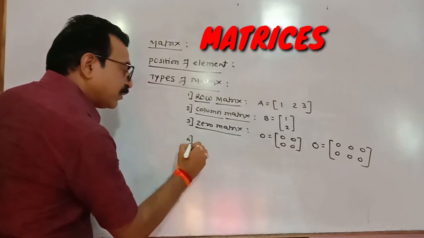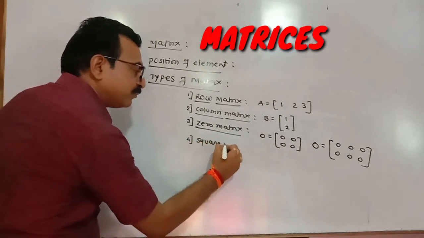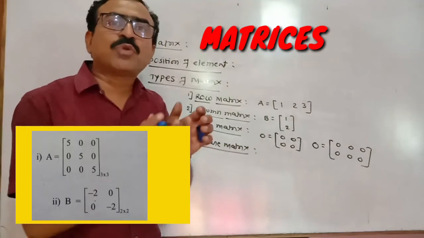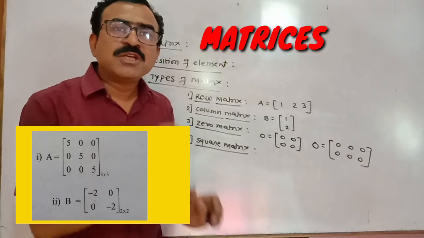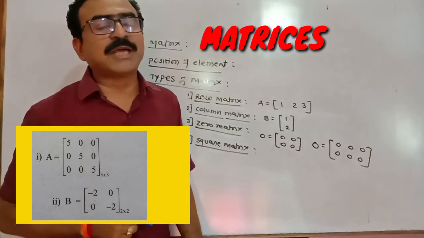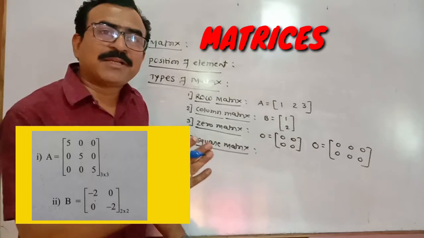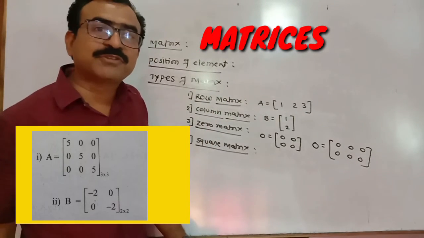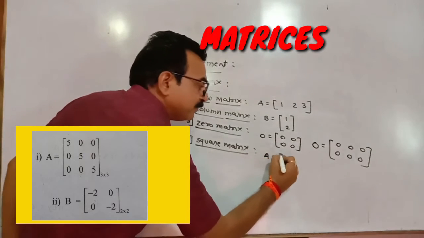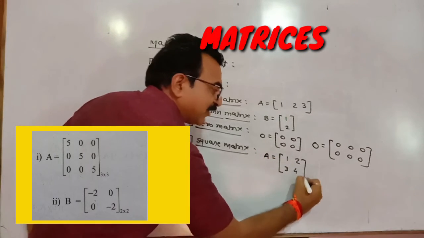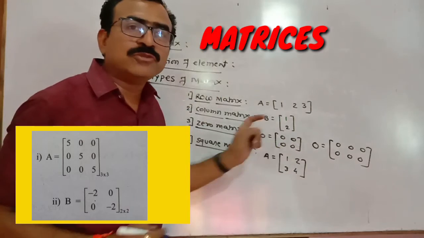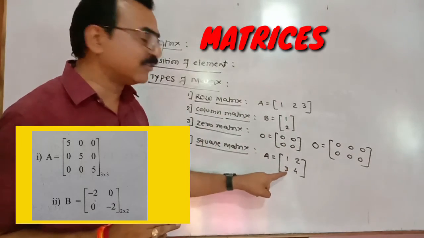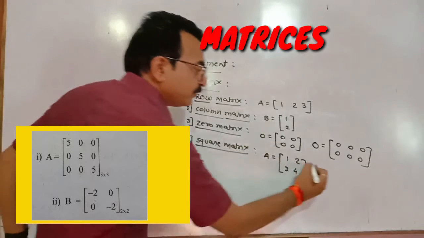Next type, that is square matrix. So student, square matrix means those matrices in which number of rows and number of columns are equal. Means if any matrix has the same number of rows and columns, then you can say that it is an example of square matrix. For example, this matrix A. Matrix A has 2 rows and 2 columns, means here the number of rows and number of columns are equal, and because of that you can say that it is square matrix.